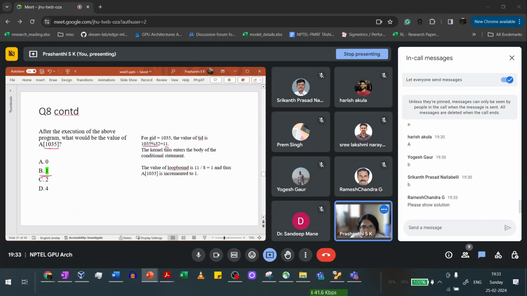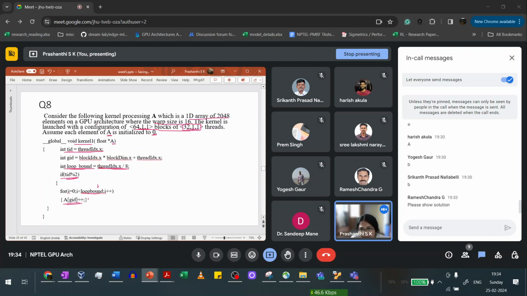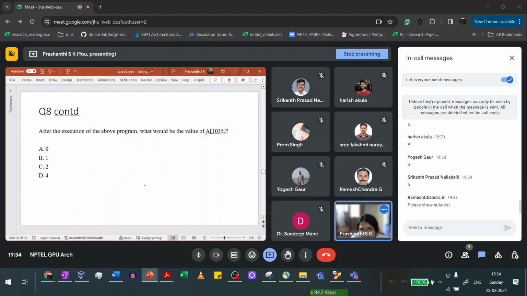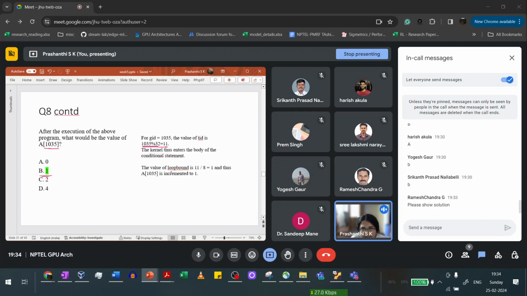Yeah, this part. You'll basically need to calculate the thread ID using the mod 32. Then you have a modulus condition, right? TID mod 2 evaluates to true, and you enter the body of the conditional statement. And then your loop bound value, again TID is 11, so 11 by 8 is 1. Therefore you increment this to 1.